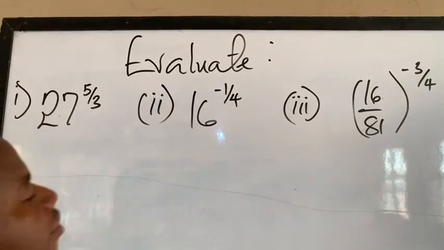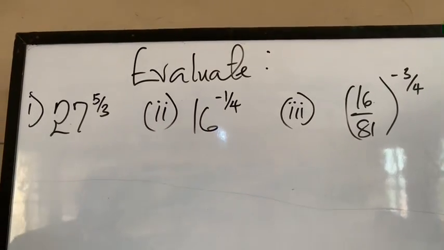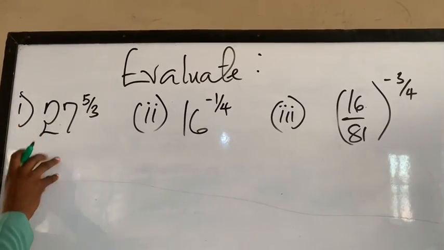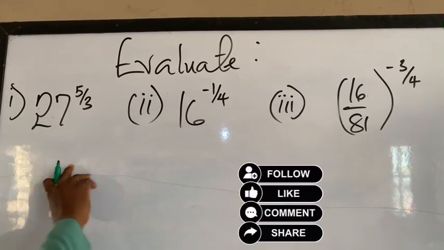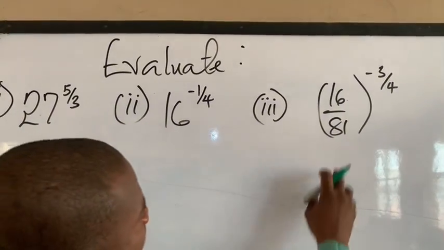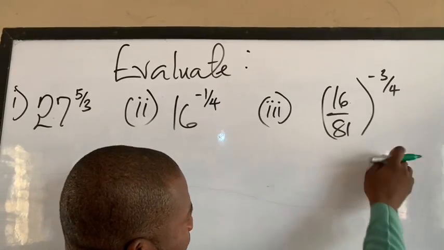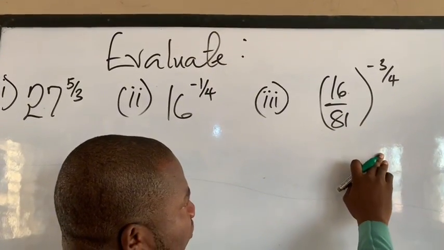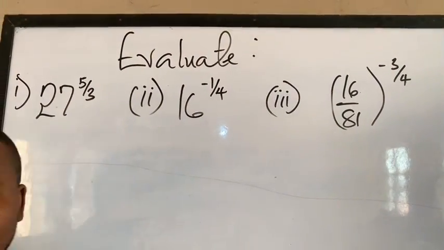Hi viewers, I want to look at these past exam questions, okay? The question said evaluate 27 raised to the power 5 over 3. The second question says 16 raised to the power negative 1 over 4. And then the third question says evaluate 16 divided by 81, all raised to the power negative 3 over 4.